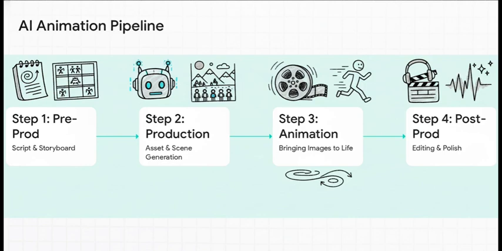First up is pre-production. That's where you'll figure out your script and storyboard. Next is production, where we use AI to actually generate our characters and scenes. Third, we get to the really fun part, animation, bringing it all to life. And finally, post-production, where we pull it all together with editing, sound, and a little bit of polish.